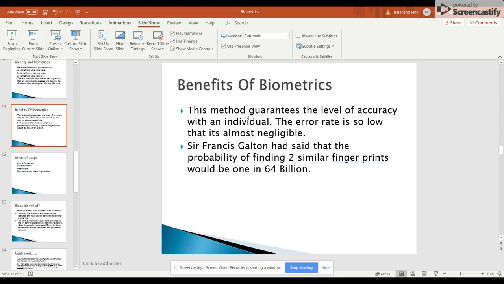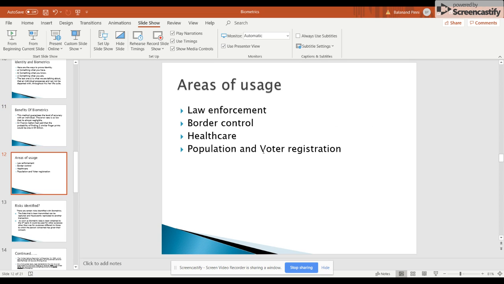But it is not 100% perfect. Still, the rate is so low that it is at the acceptable limits. And the areas where we use this biometrics are law enforcement, border control, healthcare, and voter registration. Law enforcement, we already spoke about the case of police, where they can catch the criminals using DNA, or saliva, or the blood DNA and attach it to the crime.